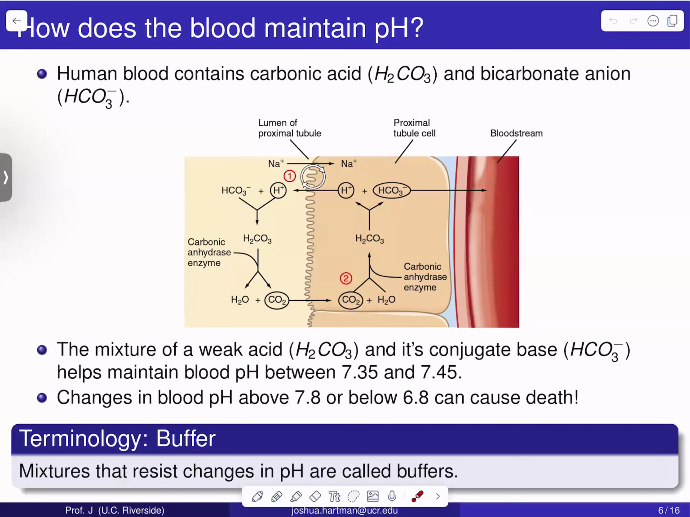Now, as I mentioned, if we get deviations in the pH much outside of this range, this can quickly become fatal. Changes in blood pH above 7.8 or below 6.8 are the cutoffs for fatal deviations in pH. So again, it's extremely important from a physiological standpoint to maintain this pH. This mixture of carbonic acid and the bicarbonate anion conjugate base creates what we call a buffer. A buffer is defined as a mixture that resists changes in pH.